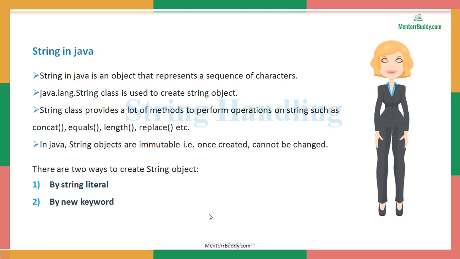In this tutorial we are going to start with string handling in Java. In Java, string is an object that represents a sequence of characters, and we use the java.lang.String class to create string objects. The String class provides a number of methods to perform operations on strings, such as concat, equals, length, etc. In Java, string objects are immutable, that is, once created, they cannot be changed. Whenever we apply any operation on a string object, a new string object is created as a result, but the original object is never changed.